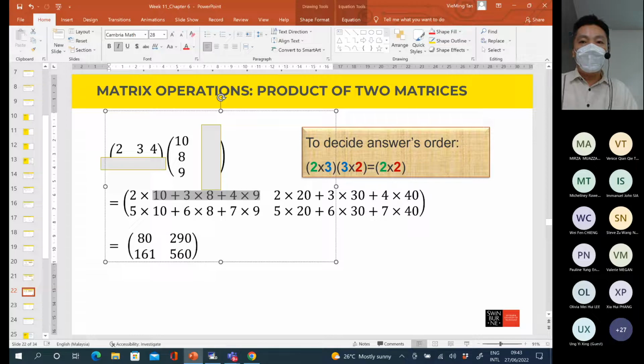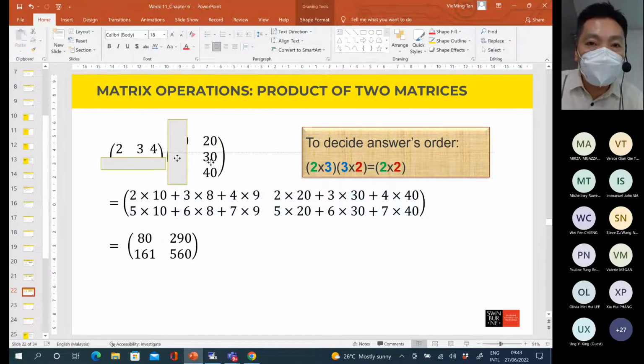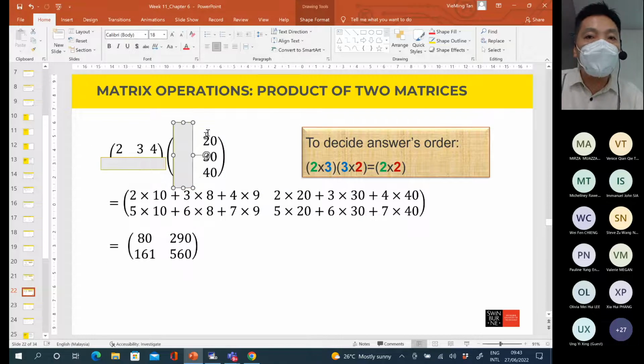Okay. Then how about this element? This one is at the location of row number 1, column number 2. Row 1 from here, column number 2, that means we need to use these elements now. Let's try. So 2 multiply 20, we'll get this, right? Then plus 3 multiply 30, and then plus 4 multiply 40. So the end result is 290.